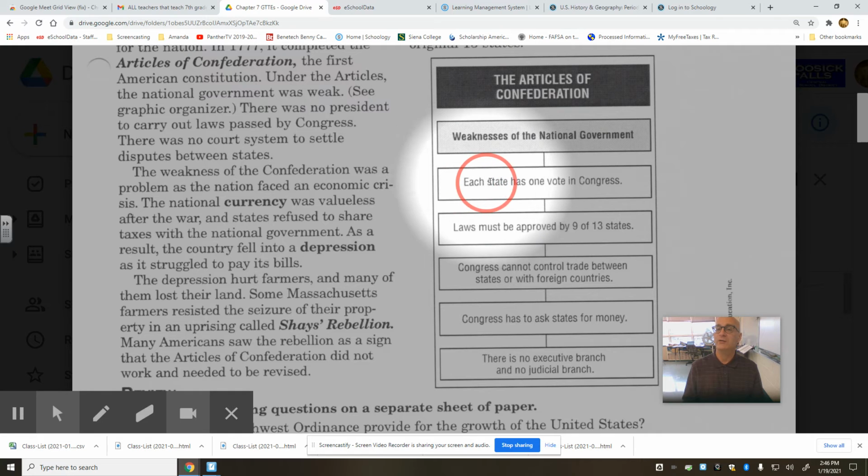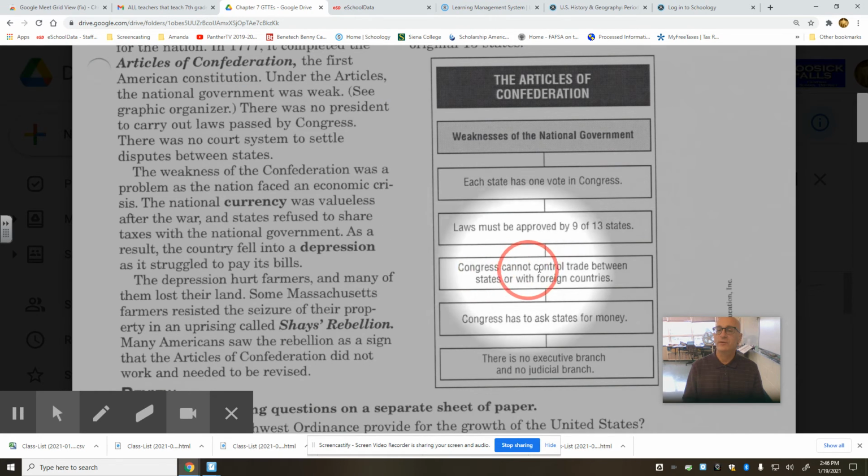Also under the Articles, each state had one vote in the Congress. And in order for a law to be approved nationally, 9 of 13 states had to approve of the law. So 9 of 13 had to approve in order for it to become a law under the Articles.